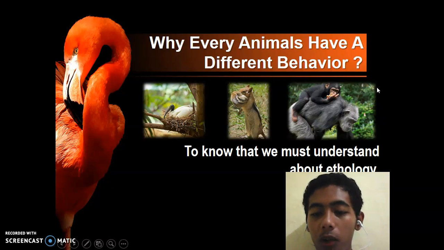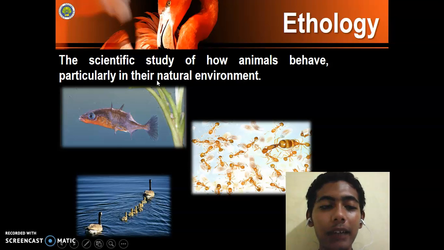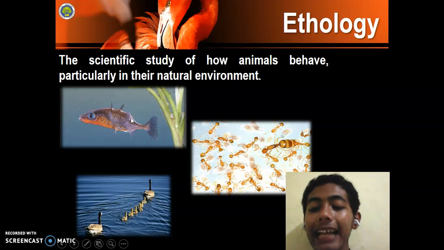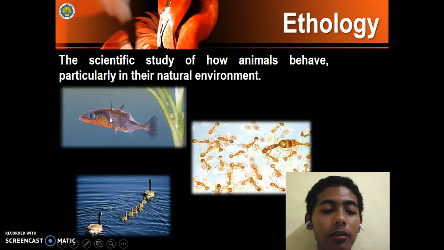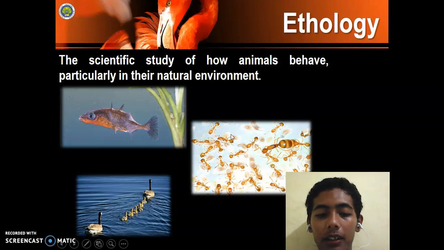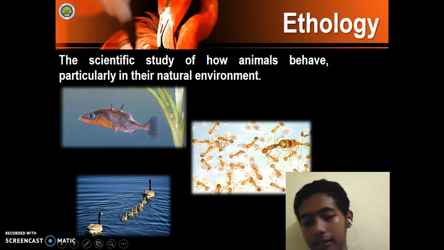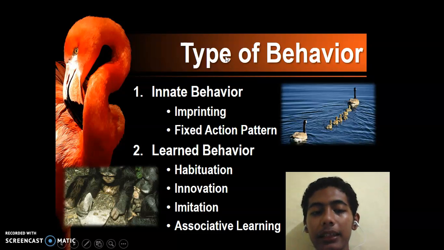To know that, we must understand ethology. What is ethology? Ethology is the scientific study of how animals behave, particularly in their natural environment. For example, how the fish can swim and how the duck can swim, and how the ant communicates with other ants. These are the types of behaviors.